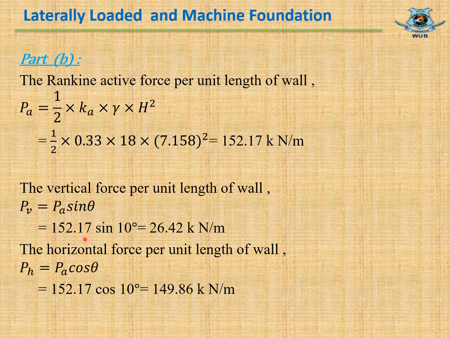Now the vertical force per unit length of wall Pv equal to Pa sin theta equal to 152.17 sin 10 degree equal to 26.42 kilonewton per meter. And the horizontal force per unit length of wall Ph is equal to Pa cos theta equal to 152.17 cos 10 degree equal to 149.86 kilonewton per meter.